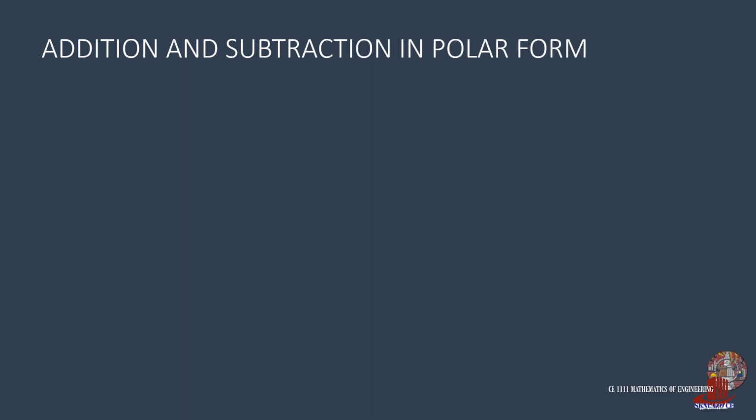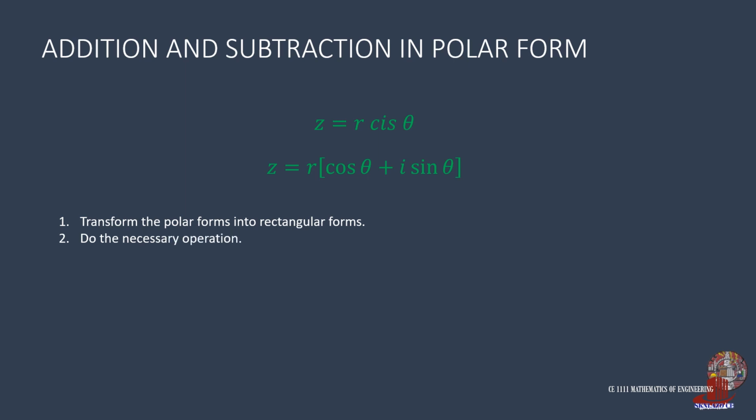The polar form of a complex number is configured as the modulus r, CIS, the argument theta. This is interpreted as the modulus r times cosine of theta plus i times sine of theta. In adding and subtracting complex numbers in their polar form, it is required to convert the complex numbers into their rectangular forms, add or subtract them accordingly, then place the result back into its polar form.